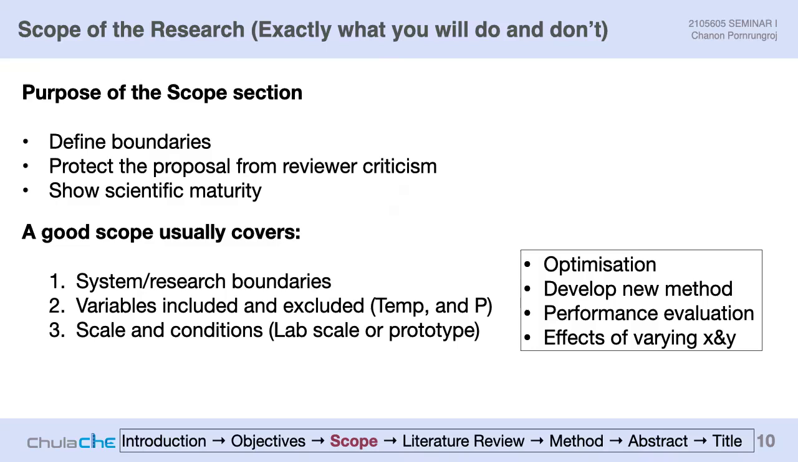So a good scope usually covers system and research boundaries, and variables included and excluded, for example varying temperature, varying pressure. You mention those. Scale and condition, whether you want to develop lab scale or prototype. It can include keywords like optimization, develop new method, performance evaluation, effect of X and Y, and so on. So that's the scope.